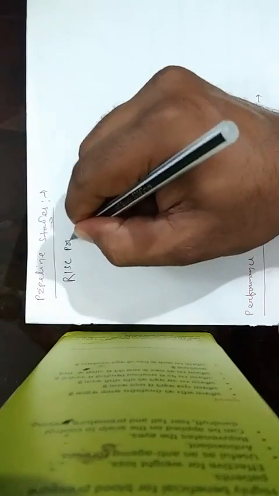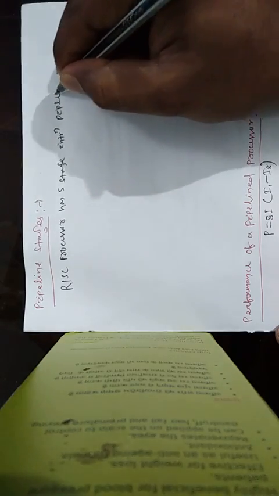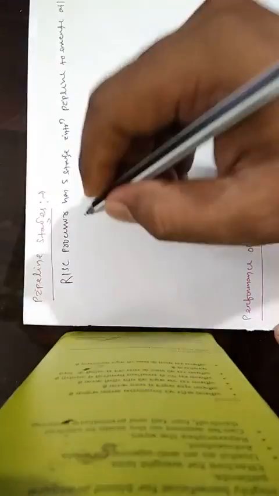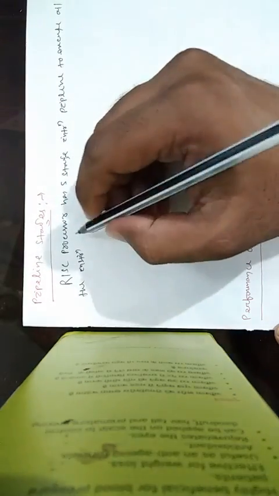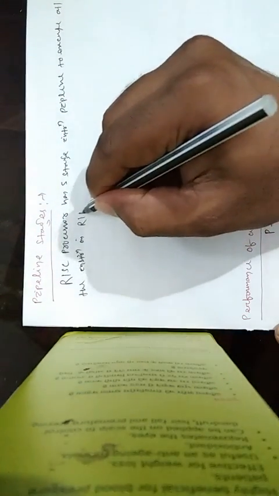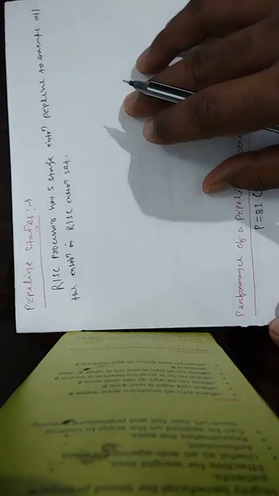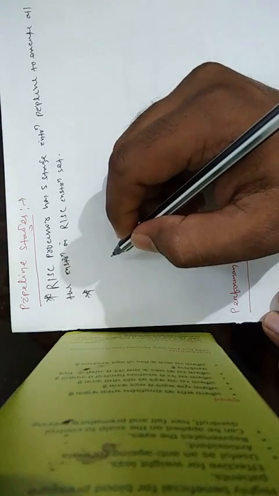We are using the RISC processor. The RISC processor has a 5-stage instruction pipeline to execute all the instructions in the RISC instruction set. So following are the 5 stages of the RISC pipeline with their respective operations.